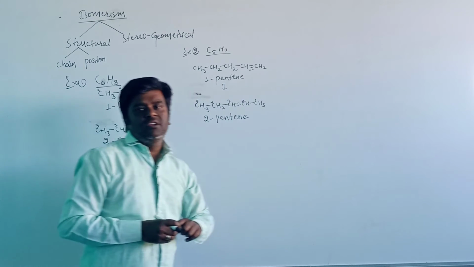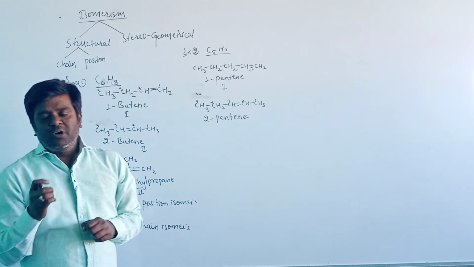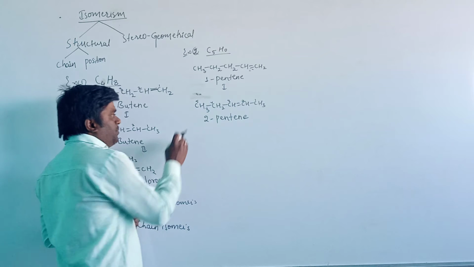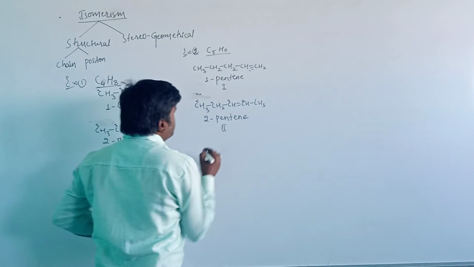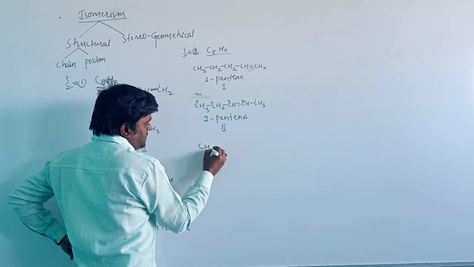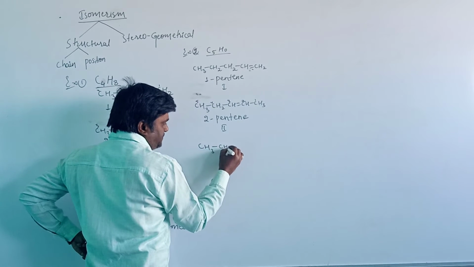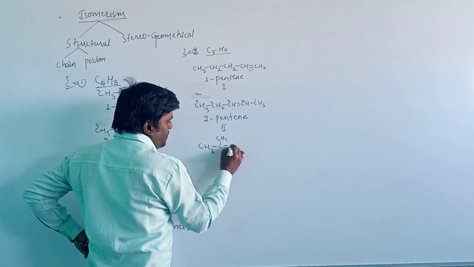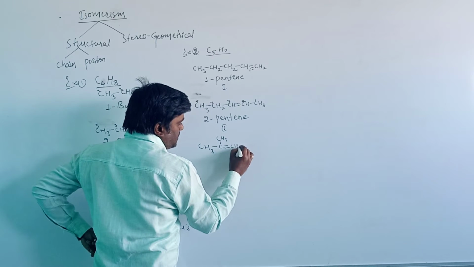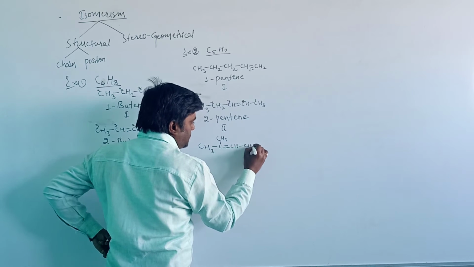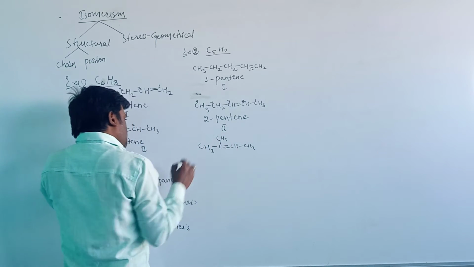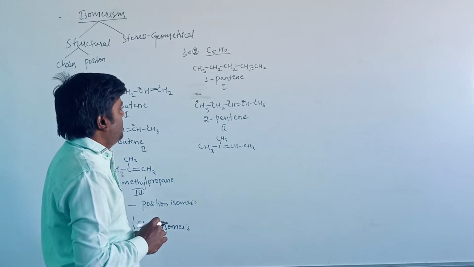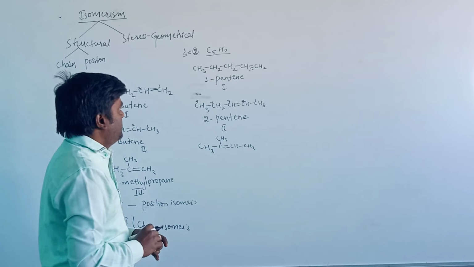The numbering should be done in such a way that the substituent group or double bond position gets the lowest number. Consider this one as structure 2. We can write CH3, CH, C(CH3) double bond CH, then CH3. Numbering 1, 2, 3, 4, 5. The number of hydrogen atoms is 10, and both have the same number of carbon atoms and hydrogen atoms, but differ in the structural formula.